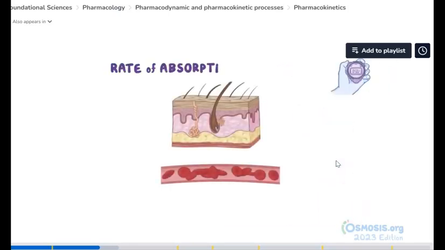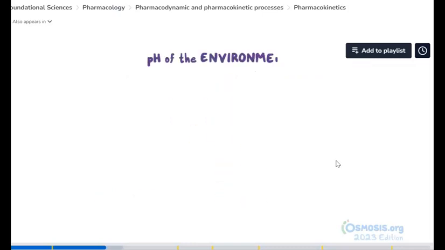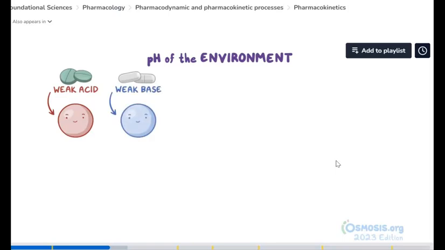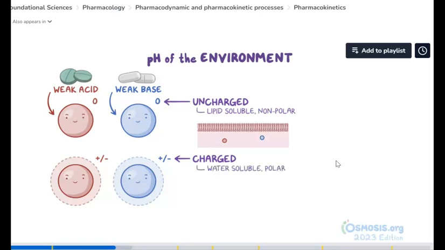Now, the rate of the absorption, or how quickly this process occurs, as well as the extent of the absorption, or how much of that medication reaches the bloodstream, depend on several factors. One of them is the pH of the environment where absorption takes place. Okay, so most medications are either weak acids or weak bases, and can exist in an uncharged or charged form. The uncharged form is the lipid-soluble, nonpolar one, which happily diffuses through the cell membrane, while the charged form is water-soluble and polar, and thus cannot diffuse through the cell membrane easily.